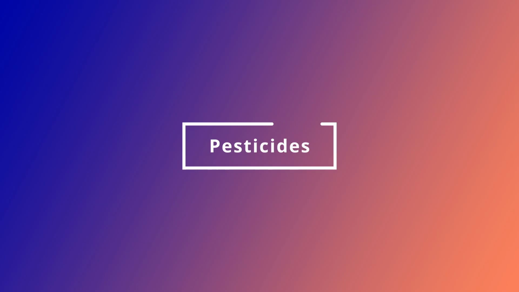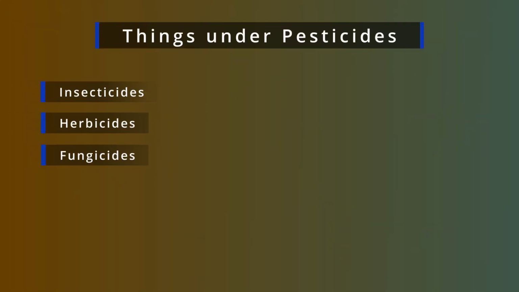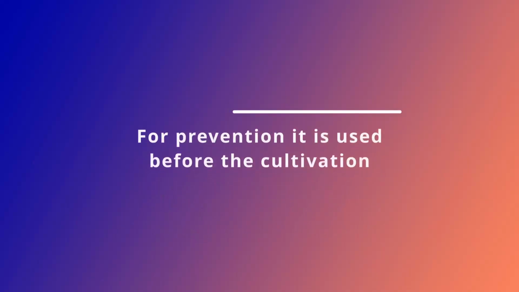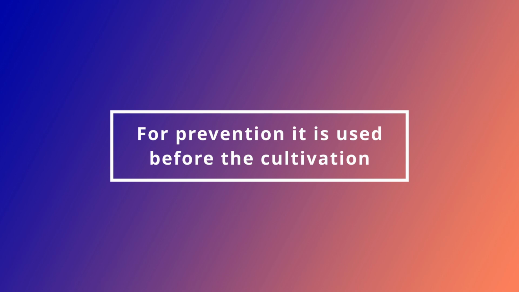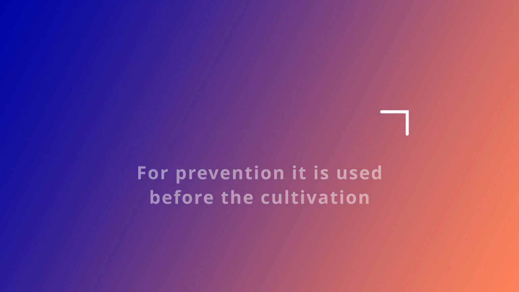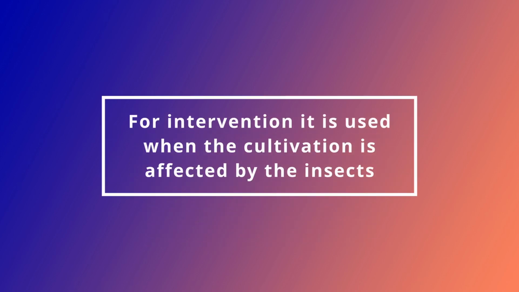Now we are going to discuss the third input, that is pesticide. Pesticide means all the insecticides, herbicides and fungicides; these are all under the umbrella of pesticide. But in the case of India, mostly insecticides are considered as pesticide. Now, pesticides are used for two purposes. The first is prevention, which is used before the cultivation just to avoid damage by pests. And another is intervention.